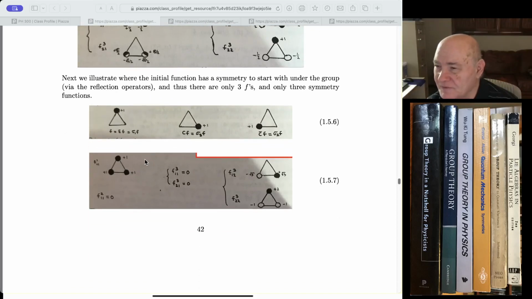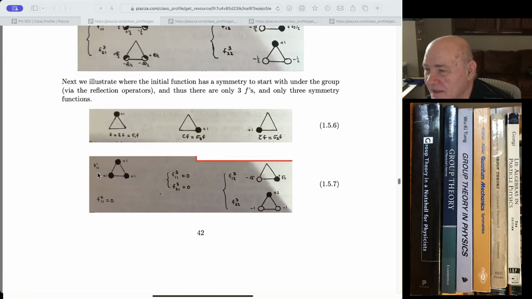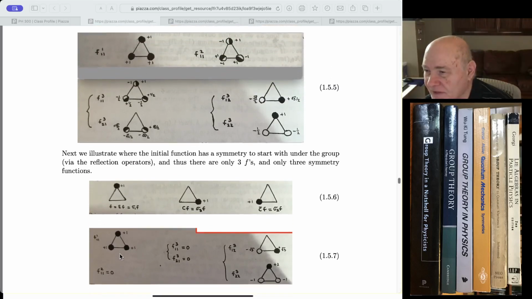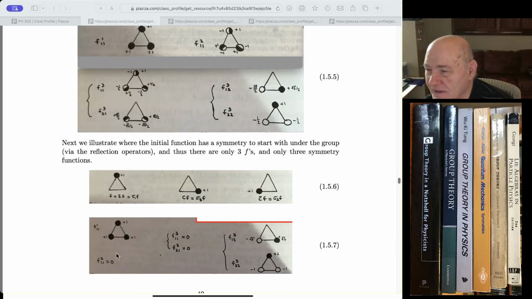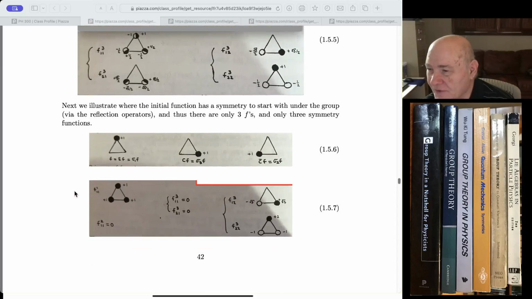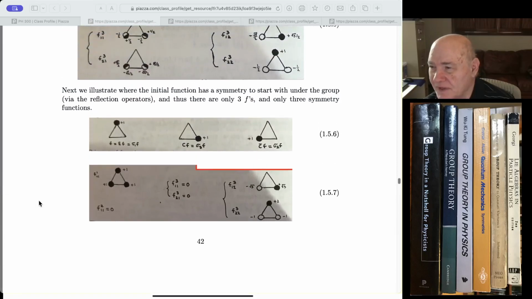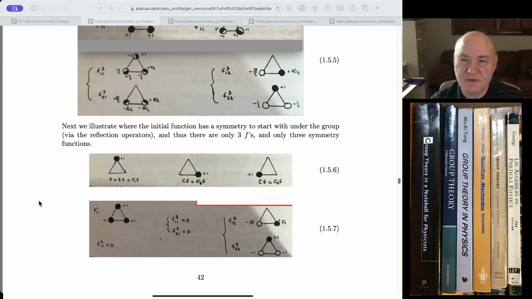Now when we take the partner pairs, F11 is the same. This is the same as the one-dimensional representation, but the second irreducible one-dimensional representation is absent. It's all 0. And in the two-dimensional representation, one partner pair is all 0, and the other partner pair is this. So this just shows how you need to be careful when you choose functions. The general lesson: start with a general function f which does not have any kind of symmetry with respect to the group. If you do that, then you'll get all the relevant symmetry functions.